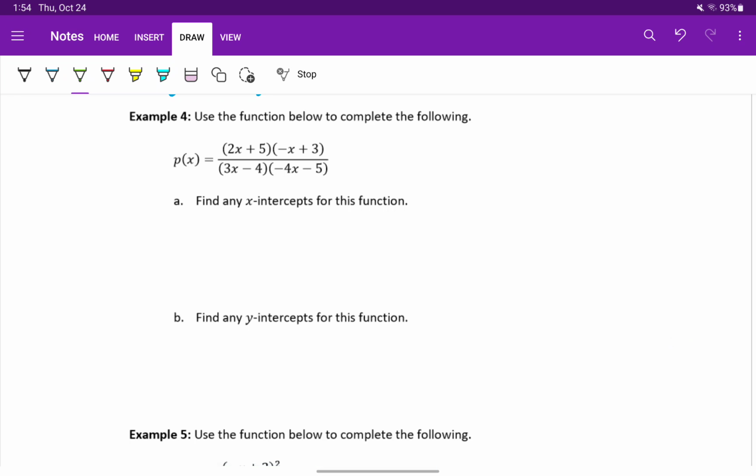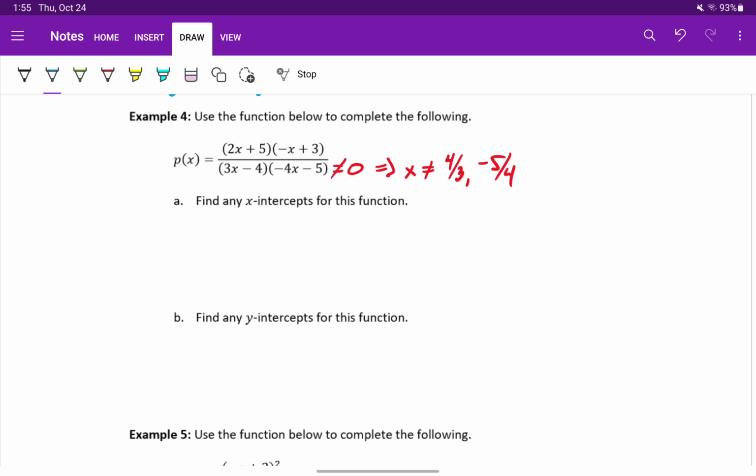In example 4, we're given a function. We want to find the x and y intercepts. We're not explicitly told to do this, but we're going to start with an implied step where we first find the domain of this function. So the denominator of this function cannot equal 0. Solving those two factors set equal to 0 gives us two restricted values. X cannot equal 4/3 or -5/4. As we find intercepts or potential intercepts, we just need to check them against these values.